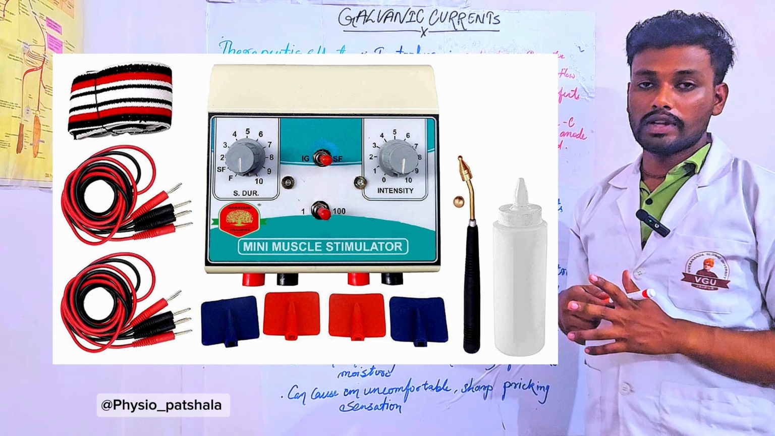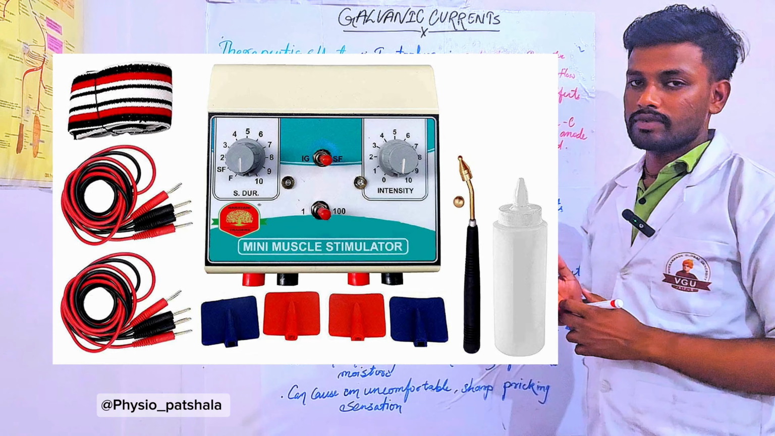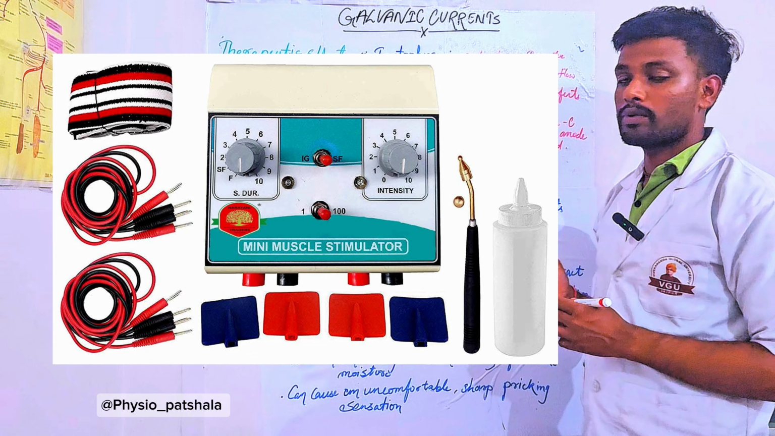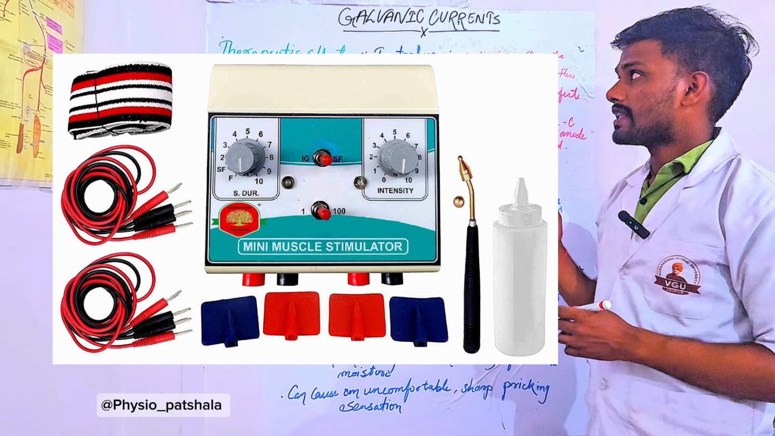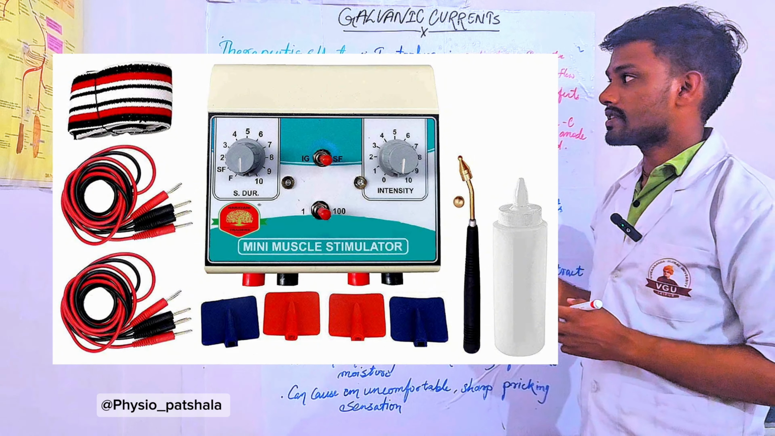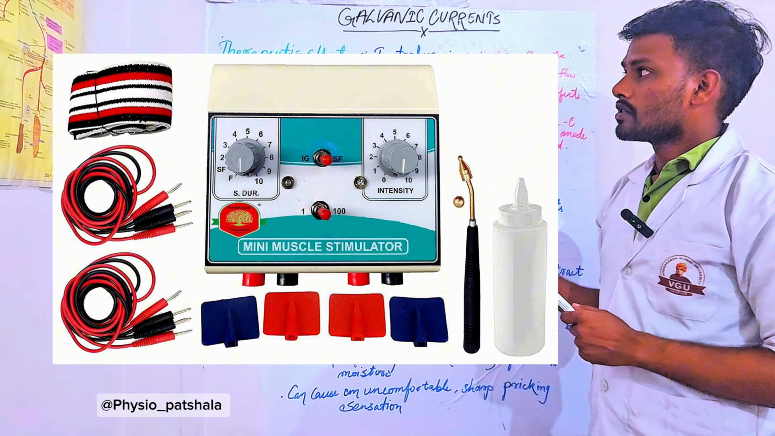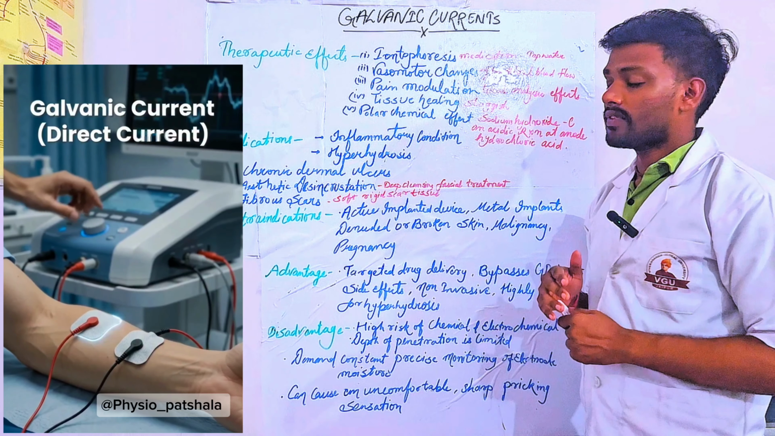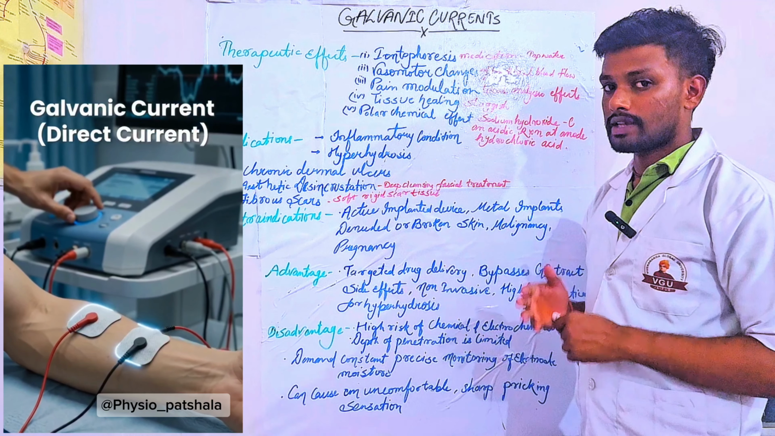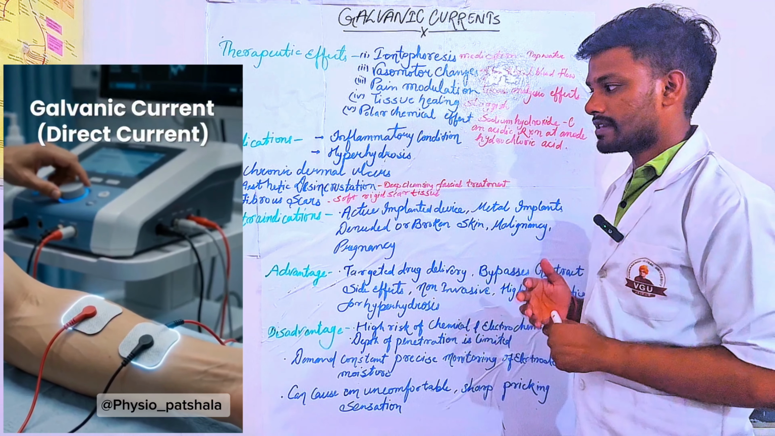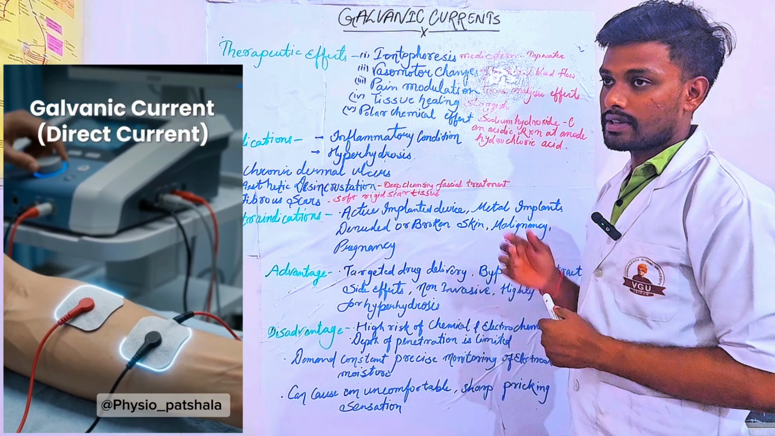So in the series of electrotherapy, the low frequency current, we have already uploaded the TENS current, and the second part is galvanic current, and this is the second video of the galvanic current. So let's discuss the therapeutic effect, indication, contraindication, advantages and disadvantages. Let's discuss one by one.